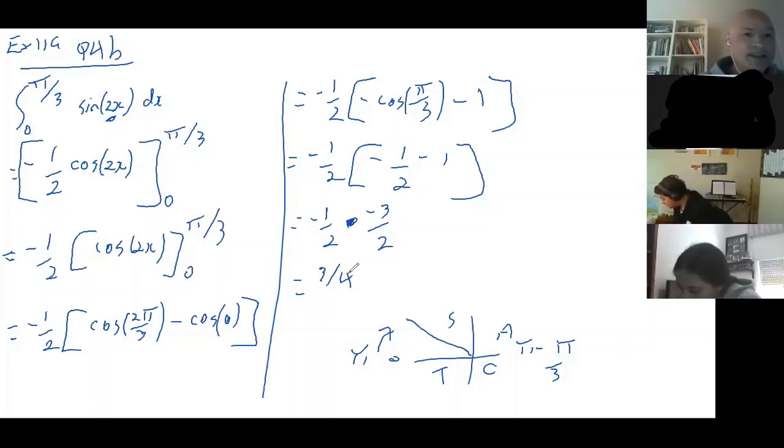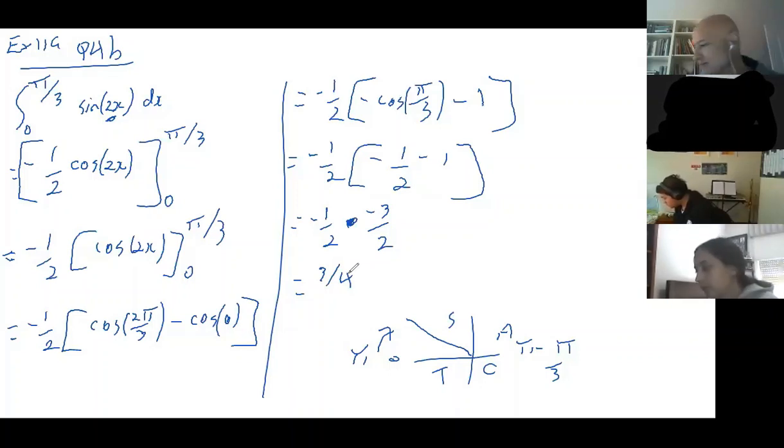Okay, the next question, same exercise 11G, but it is question 4C.